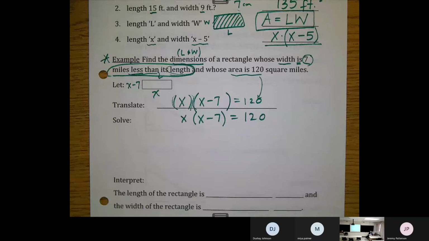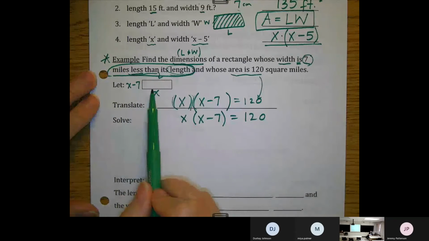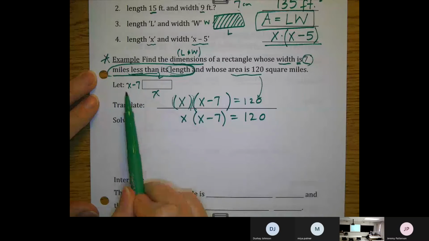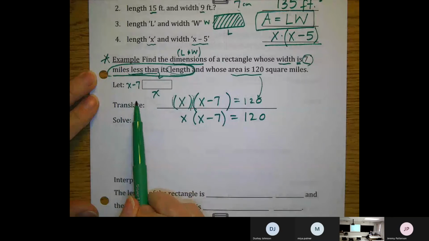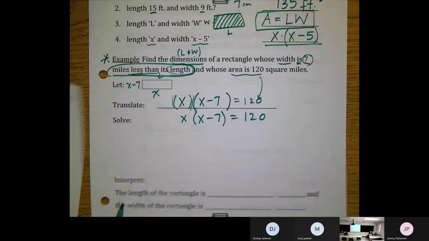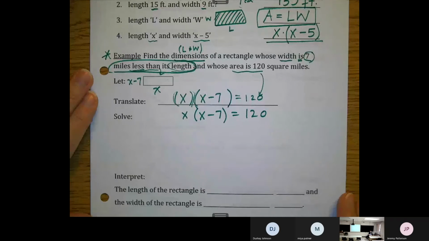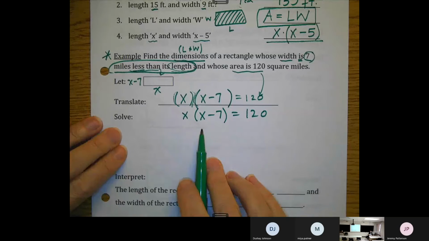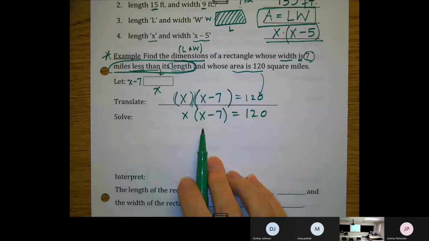That's really the trick to getting started on these problems, is deciding how you're going to use your variables, like we did here with the x and the x minus 7, and then figuring out how to make an equation out of it. So a good time to pause, maybe go back, make sure that all looks okay to you. Anything you're not sure about, just ask. Anything we could help out with up to that point?